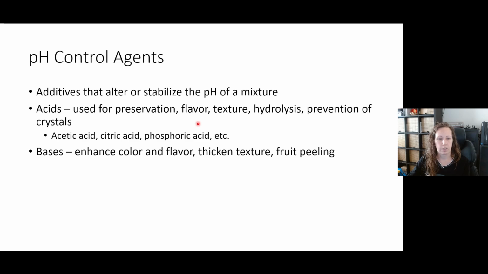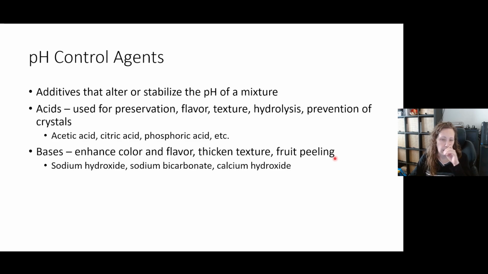We could add bases to thicken texture, and an example that the book talked about is fruit peeling. So sodium hydroxide, which can be a very strong base, can be used to peel fruit, and then you have peeled fruit, and you can move on to your next part of the process. Sodium hydroxide, sodium bicarbonate, calcium hydroxide are examples of bases that are used.